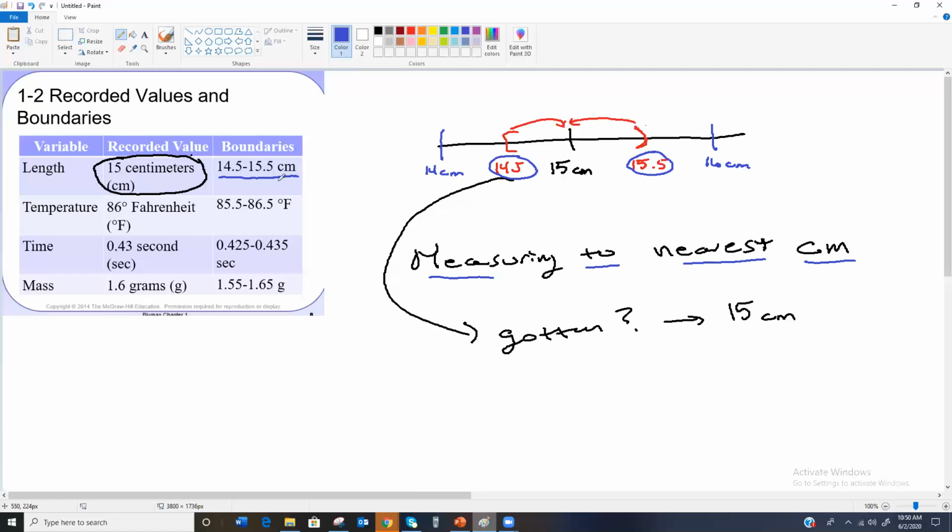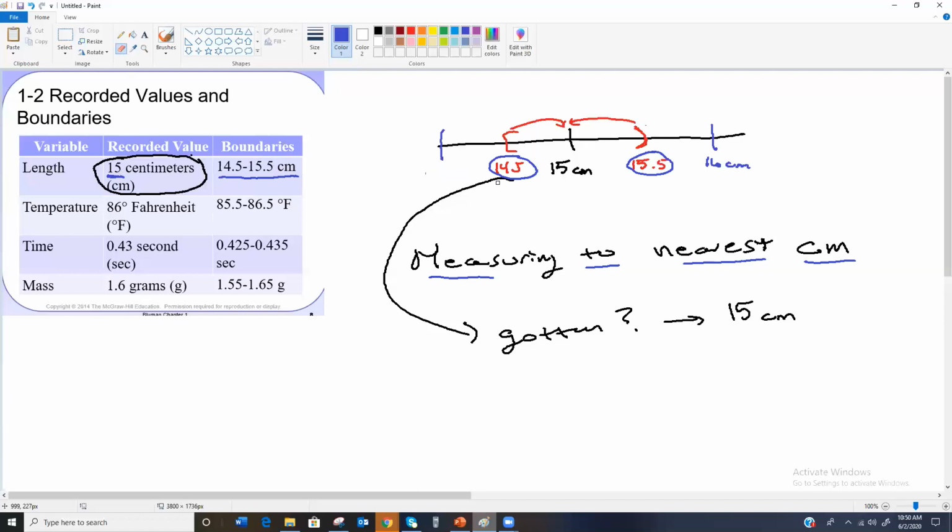We use these when we do some graphs in the next chapter. That's when we're going to use these boundary values. So it's a matter of understanding where could 15 have come from? Well, 15 could have come from anywhere from 14.5 up to 15.5, but not including 15.5, because at 15.5 we would have gone up to 16. But we still consider those the boundaries, even though one's like a closed boundary and one's like an open boundary. So far, so good? I know it's a little bit confusing. This is something that bothers people a little bit.